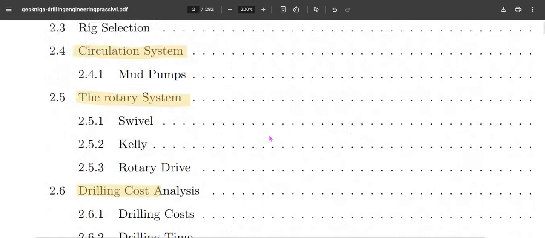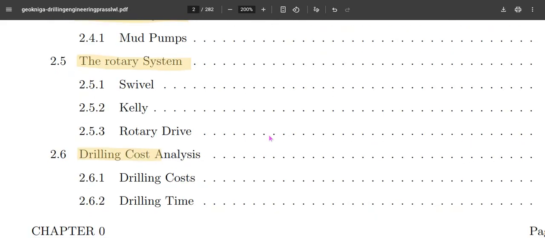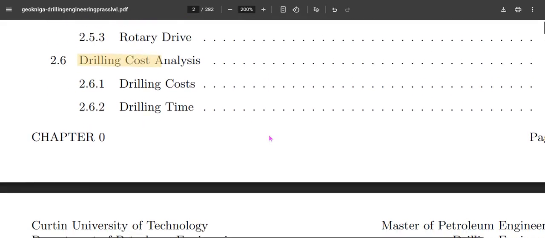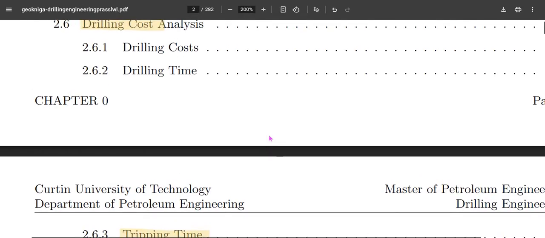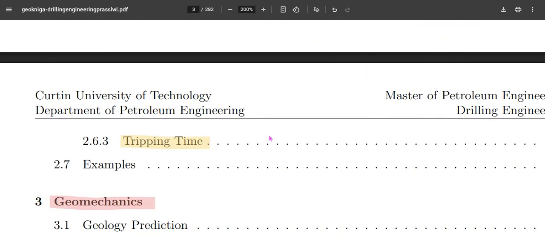This chapter also gives some overall view about how to calculate the drilling cost and what are the ways to minimize the drilling cost. Especially, it says about what is drilling time and tripping time.